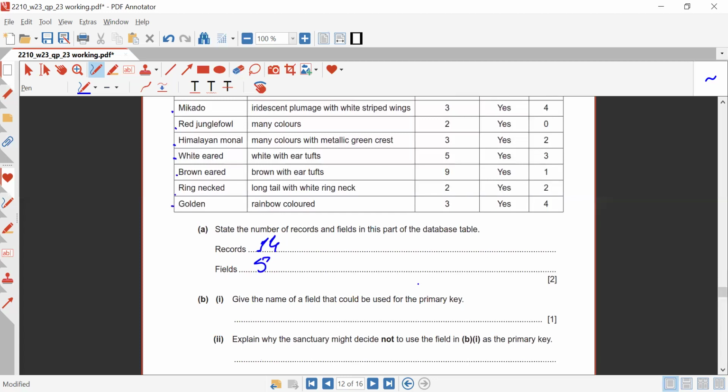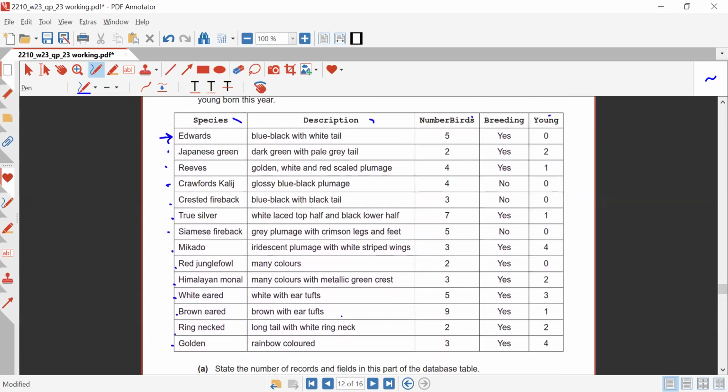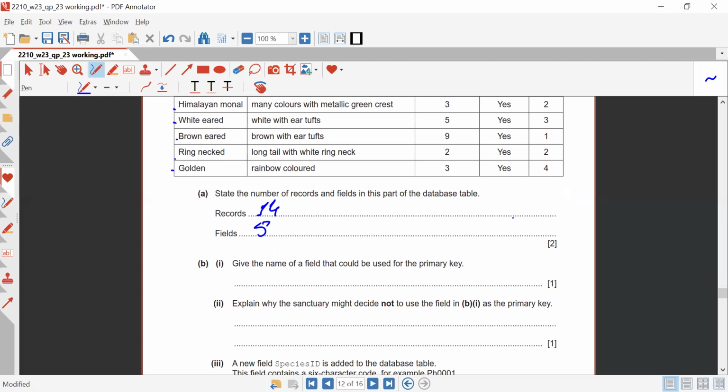They are saying give the name of the field that could be used for the primary key. So it should be unique. We have species, description, number of birds, breeding, and young. Out of this, obviously description couldn't be, number of birds couldn't be, breeding couldn't be, young couldn't be. So it's only the species that could be the primary key. So we'll be writing it down with the species over here.